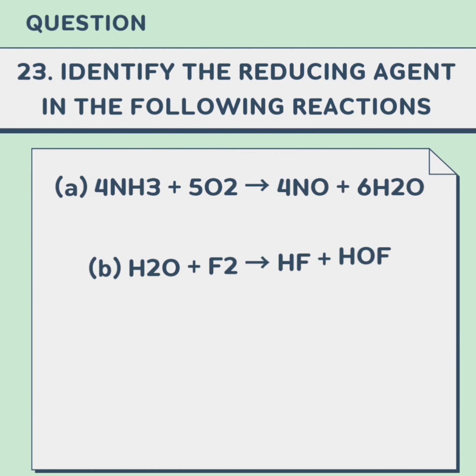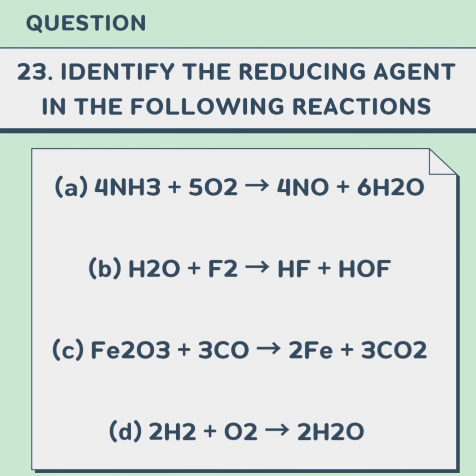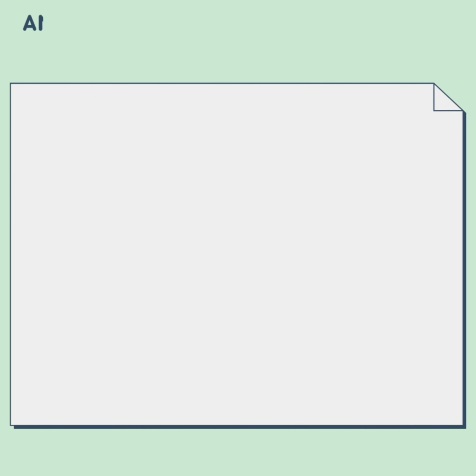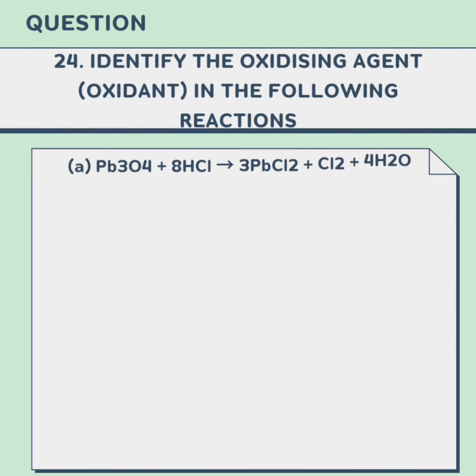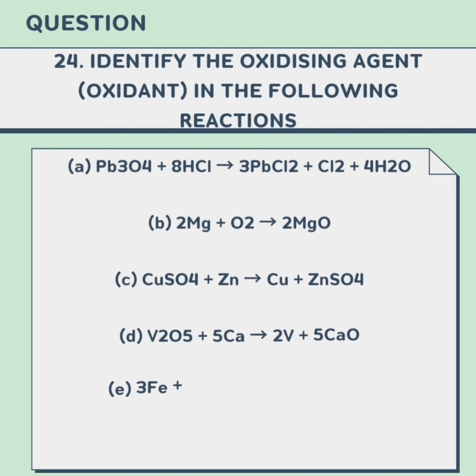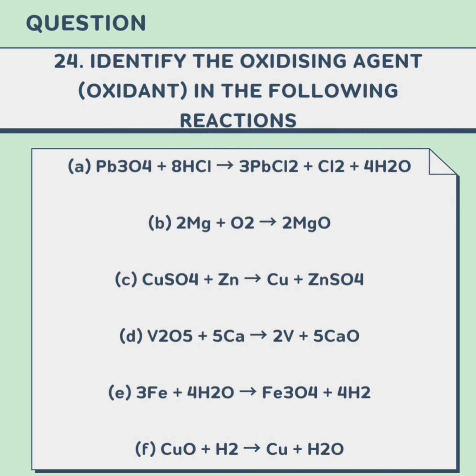23. Identify the reducing agent in the following reactions. Answer. Ammonia, water, carbon monoxide, hydrogen. 24. Identify the oxidizing agent, oxidant, in the following reactions. Answer.